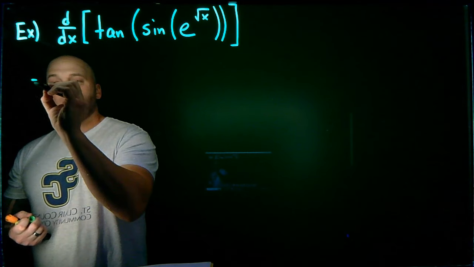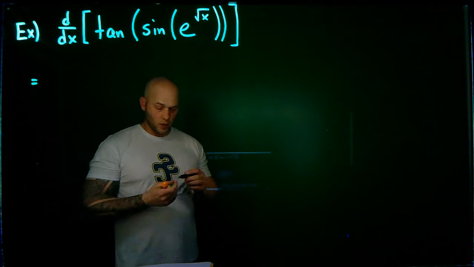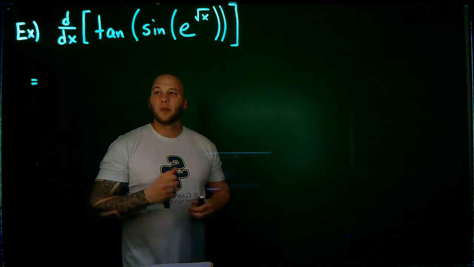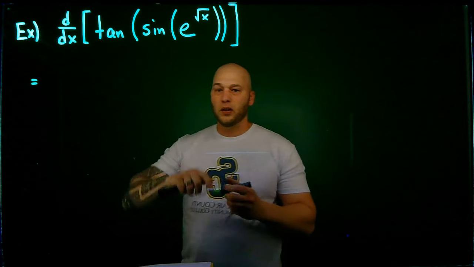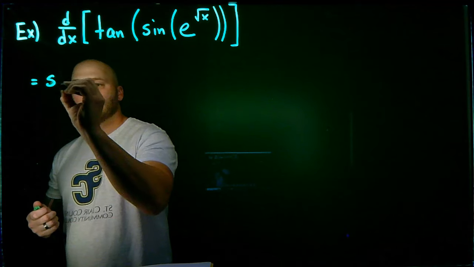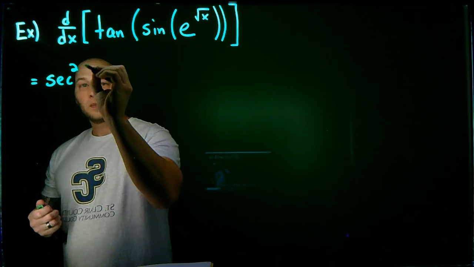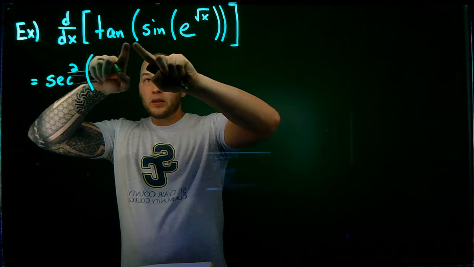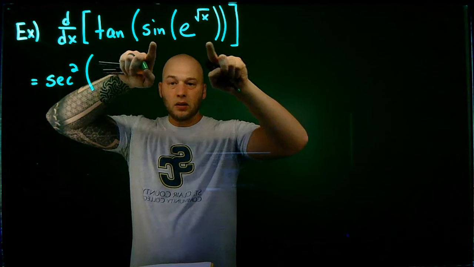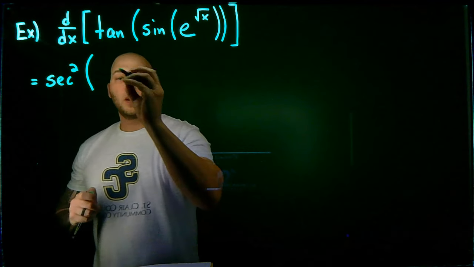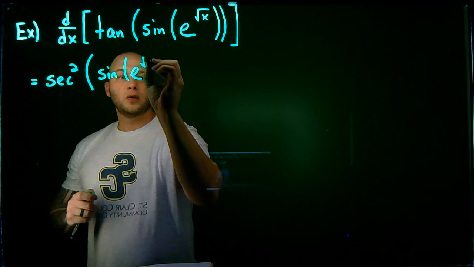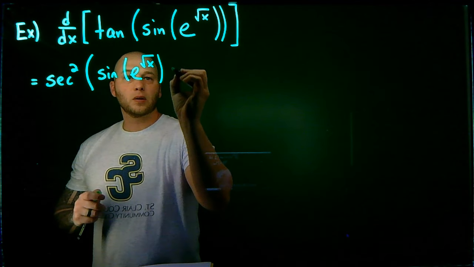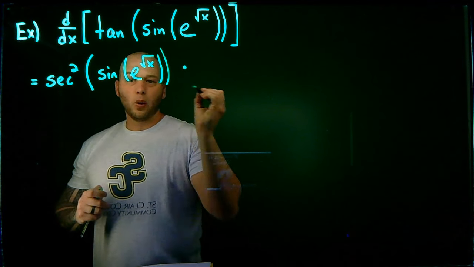We follow along just the same way that we did in the previous one. I just do it an additional time. I start with the outermost function, the tangent. Its derivative is secant squared. And then everything that was inside of the tangent is still inside of this function, meaning sine of e to the root x. Okay, now multiply.